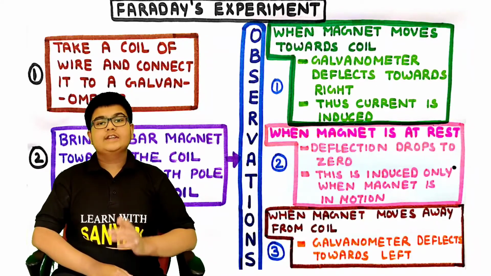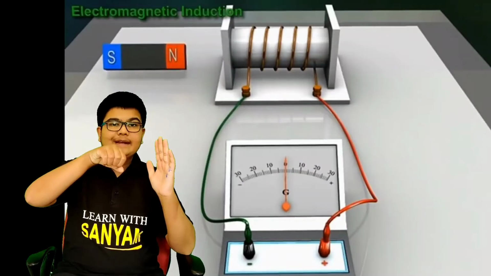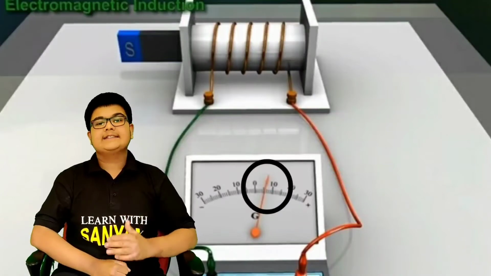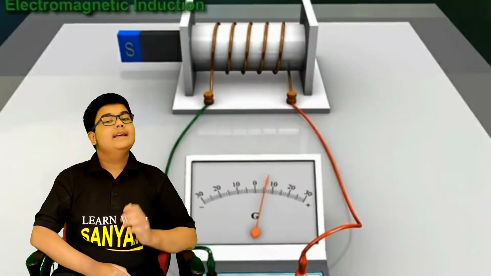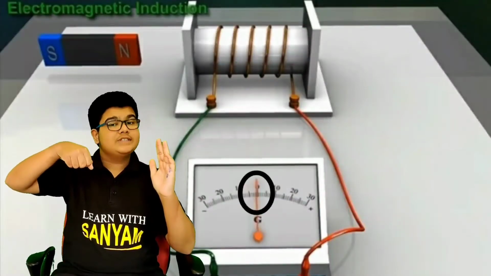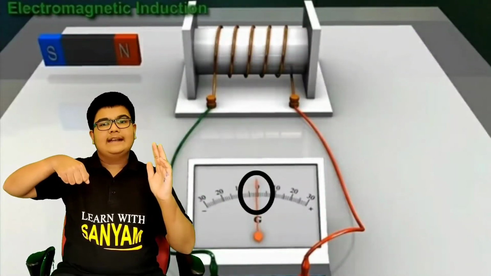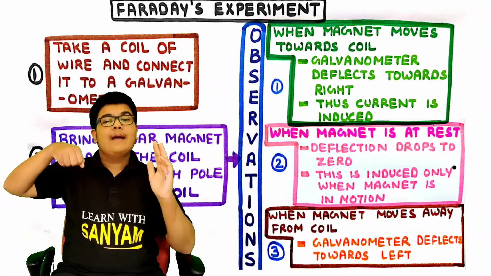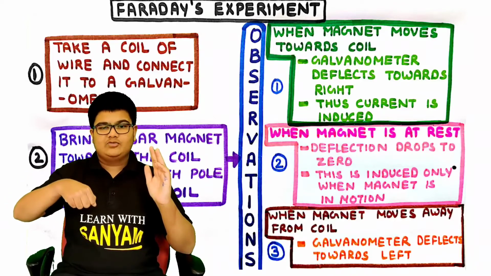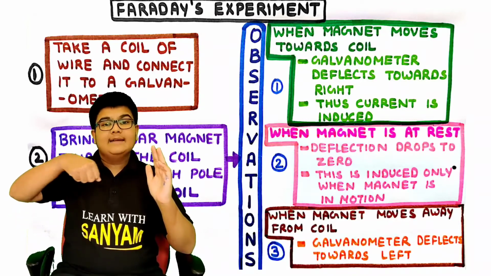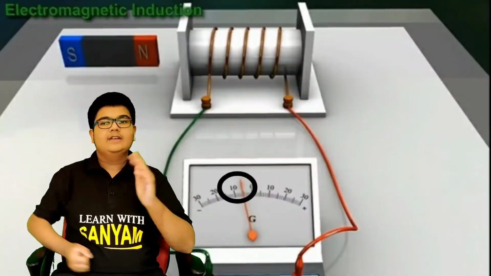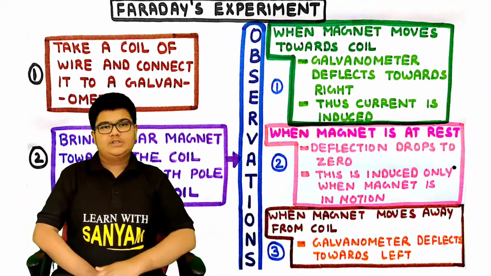When the magnet moves towards the coil, the galvanometer needle deflects towards the right. Thus this reflects that current is induced. Second, when the magnet is at rest, the deflection drops to 0. And this means that current is induced only as long as the magnet is in motion, and as soon as it comes to rest, no current is produced. Third, when the magnet moves away from the coil, the galvanometer needle deflects towards the left. So again some current is induced.